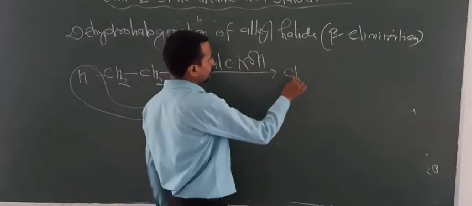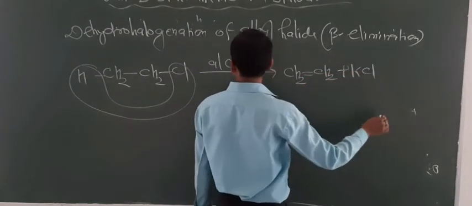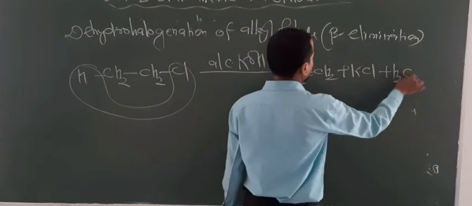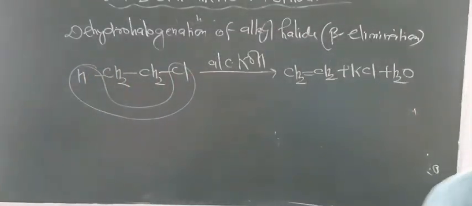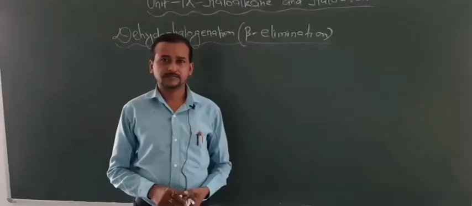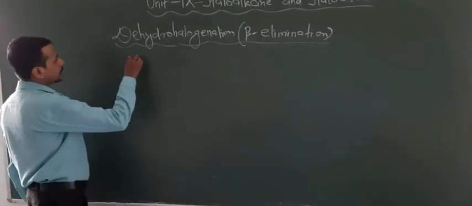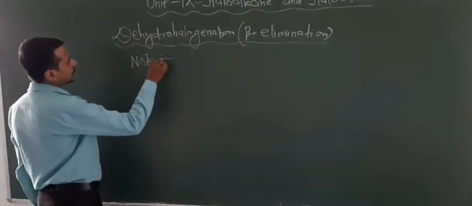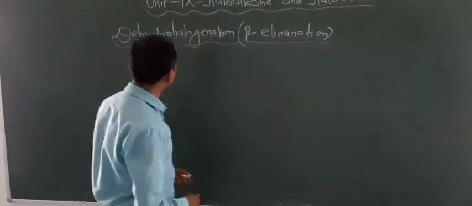So now dear students, look at these conditions. So CH2 double bond CH2 plus KCl and plus water will be formed. So this is a general reaction of dehydrohalogenation. Now dear students, some notable points you have to note down about this. So now let us focus on some noteworthy points regarding the dehydrohalogenation, that is beta elimination.